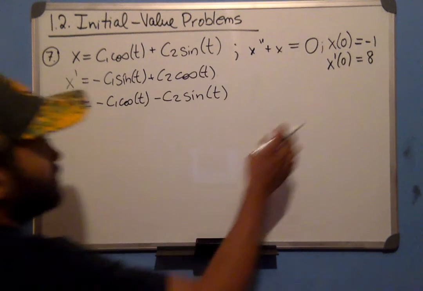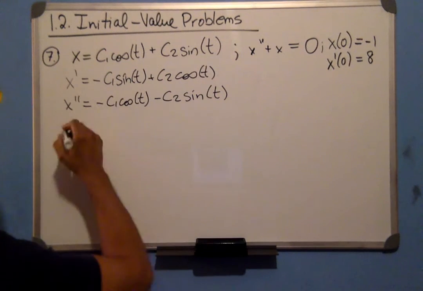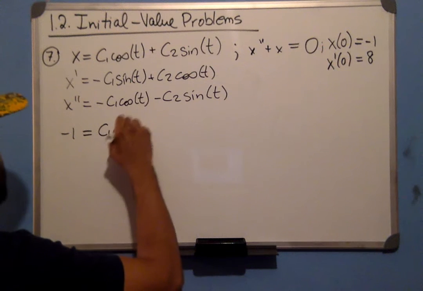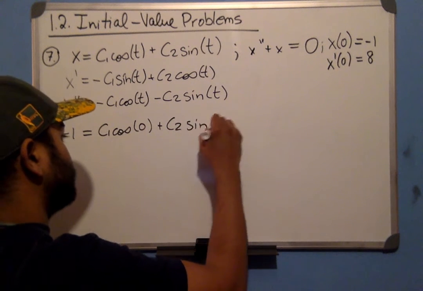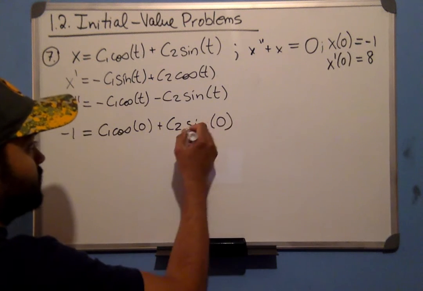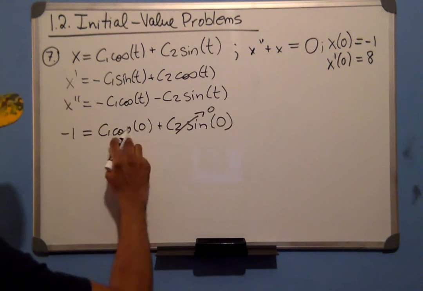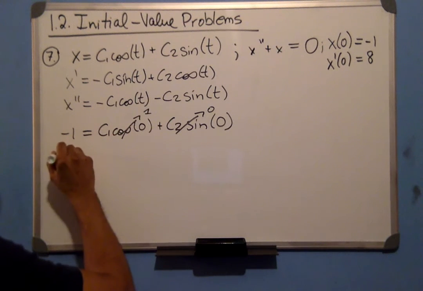All right, so let's go ahead and plug in our x(0) first. We'll take the initial function that they gave us, and we'll say that -1 is equal to C1 cosine of 0 plus C2 sine of 0. We know that sine of 0 is equal to 0, therefore this entire term goes to 0. In addition, cosine of 0 is 1, so we can say that C1 is equal to -1.